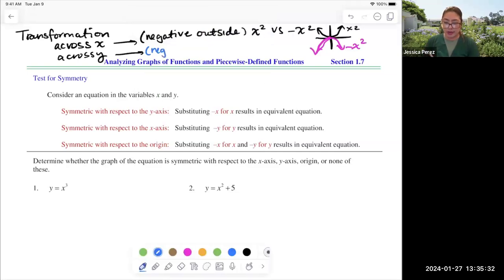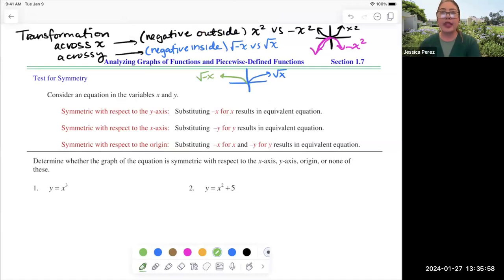And then across the y-axis is whenever you have the negative on the inside, just to refresh your memory. For example, if I have the square root of negative x versus the square root of x, this is the square root of x. And then if I reflect it across the y-axis, it's going to be the square root of negative x. See how it's reflected across the y? So that means something when it's negative on the inside or on the outside.